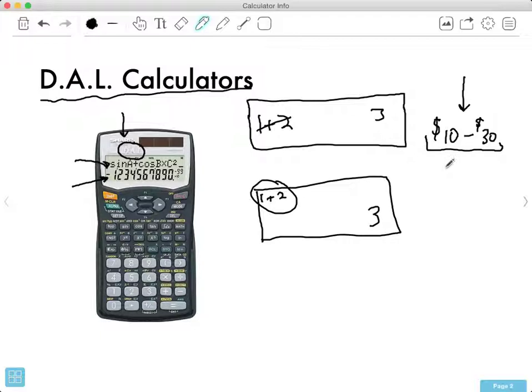If you're not sure if it's DAL or not when you buy it, don't take it out of the package and bring it to your teacher. They can tell you almost immediately if it's a DAL calculator or not before you take it out of the package. And if you want one and it's not, you can return the package and find one that is.